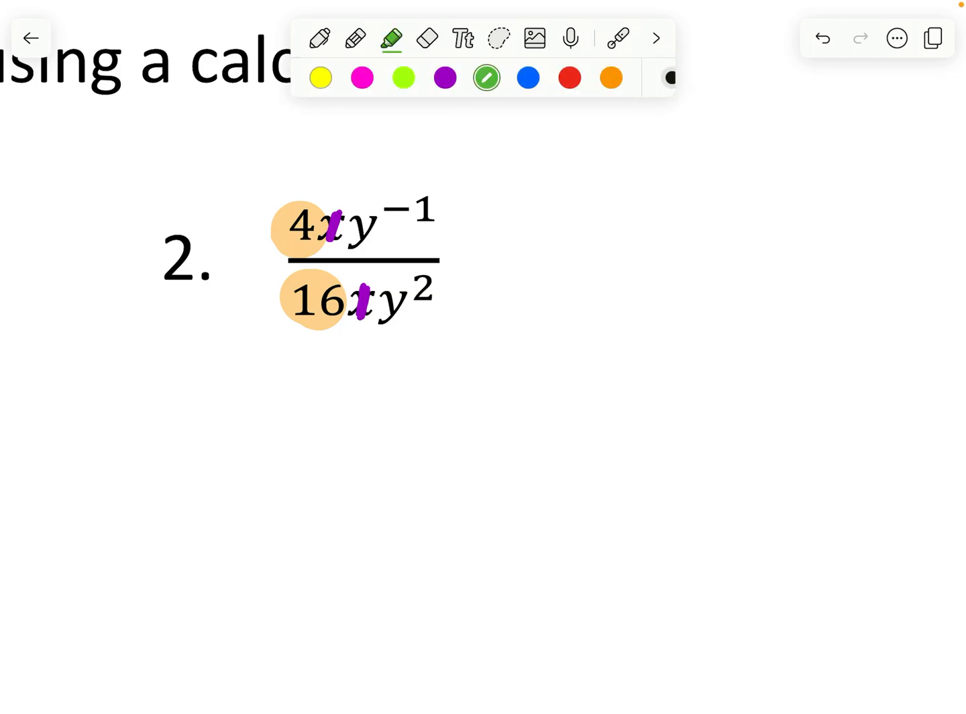And then I also notice that I have y to the negative first and y squared. So there's a couple ways you can attack that. You can subtract the exponents because you're dividing with the same base. So you can do negative 1 minus 2. But since I have a negative exponent, the first thing I like to do with negative exponents is move them down to the bottom in this case, or if it was a negative exponent on the bottom already, I would move it up to the top. And in either case, 4/16 gives me 1/4. And then moving this to the bottom will make it y to the positive first, giving me y cubed on the bottom. So the final answer is just simply 1/4 y cubed.